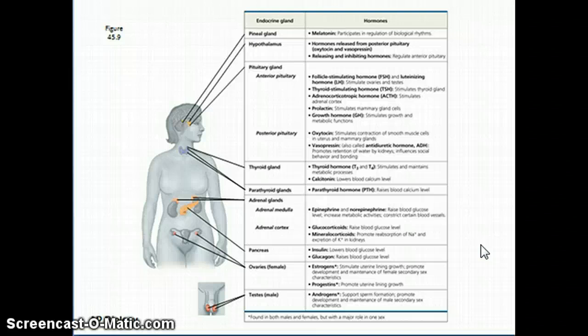In contrast, we have exocrine glands, which are still going to secrete a substance, but in this case, its actual target is outside of the body or onto the body surface. So an example of an exocrine gland is a salivary gland, which is going to excrete chemicals out of the body. So exocrine versus endocrine. Make sure you understand the difference between the two.